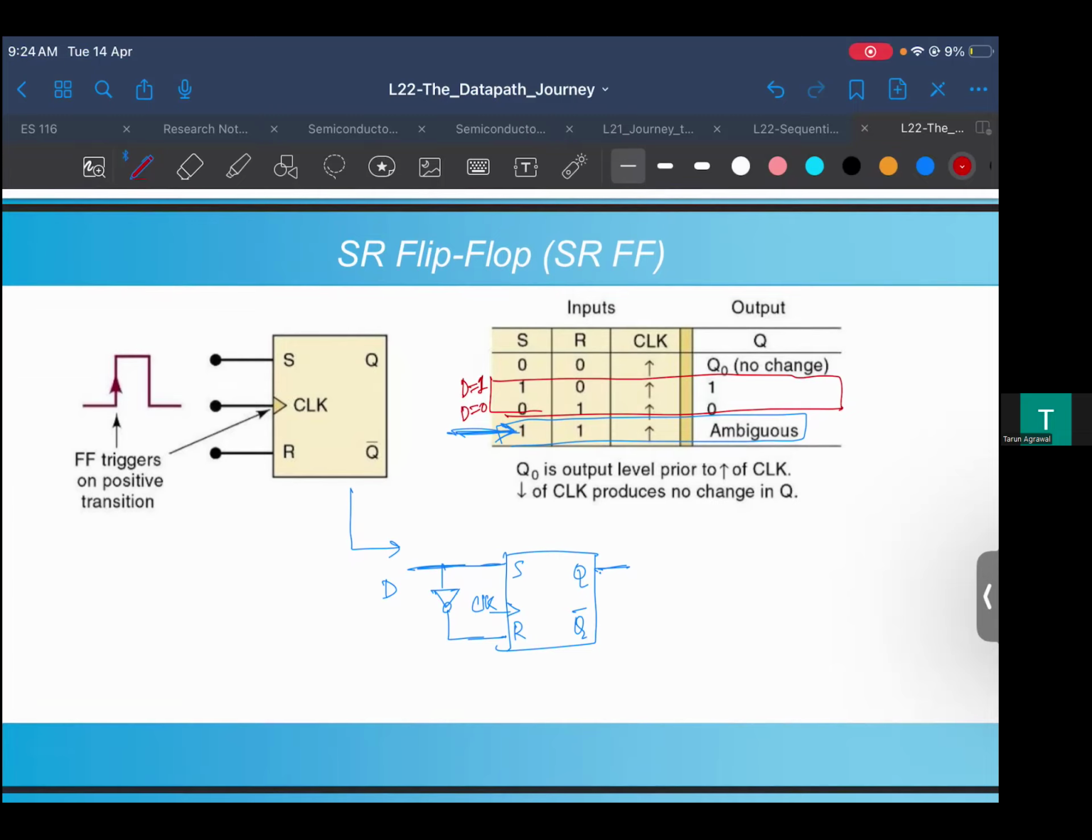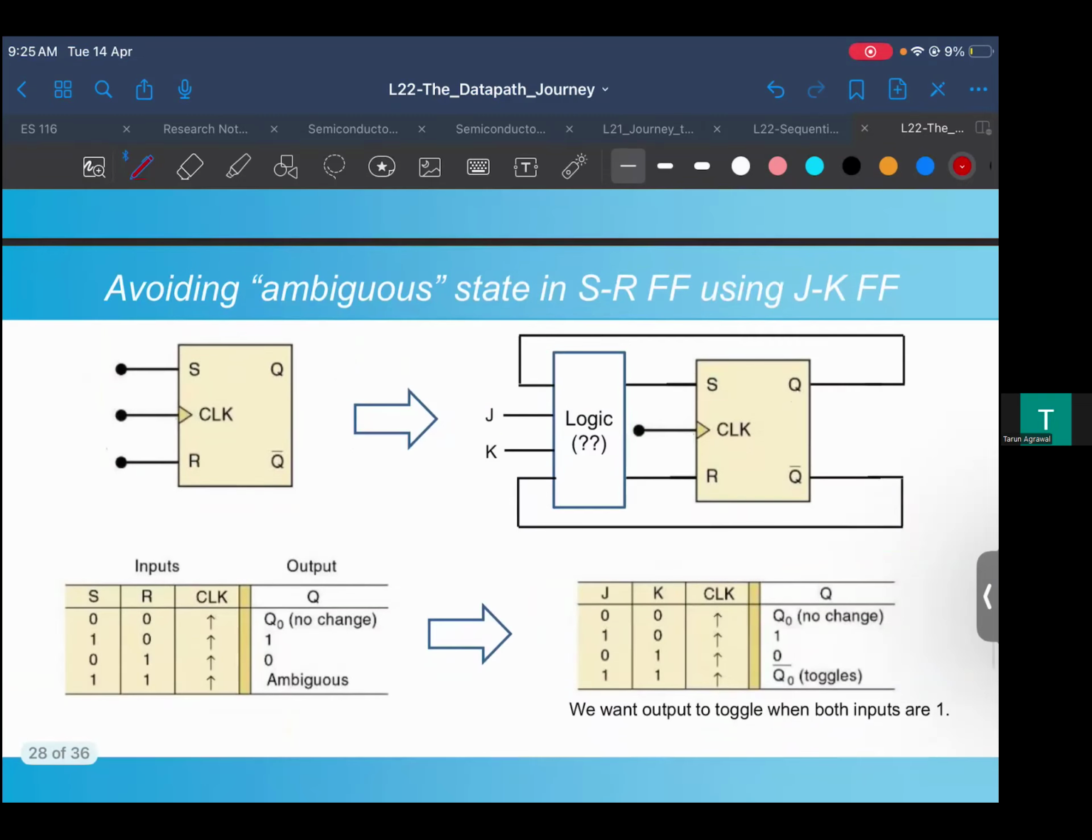So now one question which comes is, if I want to make a two input thing rather than losing one input condition, if I want to have all the four states, what do I do? That is the case we are going to discuss. You have the SR flip-flop with you, which gives this truth table which we have seen. But what I want, rather than this ambiguous state, is an interesting output, which is my toggle. And we just name the two inputs J and K.